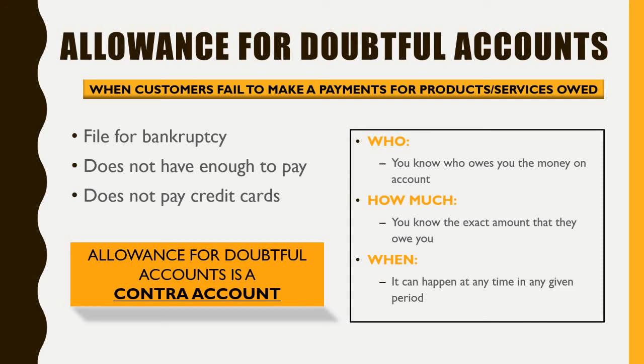Because once again, when you're treating the allowance for doubtful accounts, they're just telling you right now, I cannot pay you right now. But that doesn't mean they can't pay you again in the future. Now, once again, we'll talk about bad debt in a minute, but when we're dealing with an allowance for doubtful accounts, we know exactly who owes us the money, we know exactly how much they owe us, and we know exactly when it happens, okay? Because once again, we send them a bill, they don't pay us, we know exactly what happened.